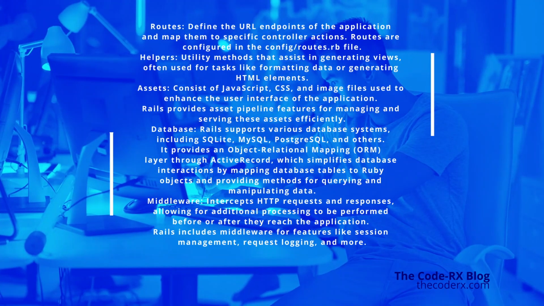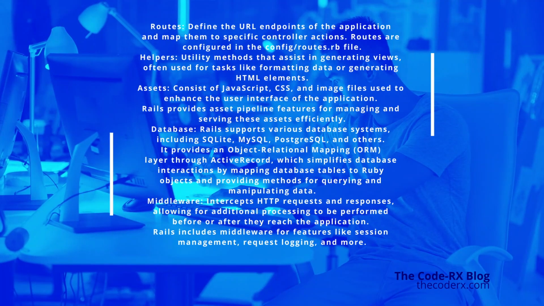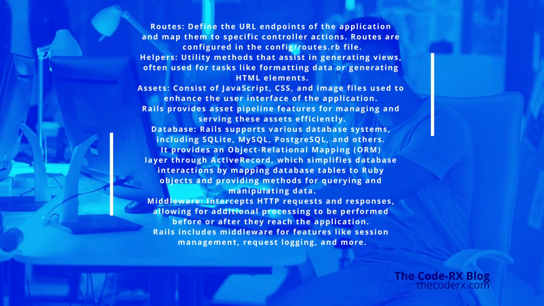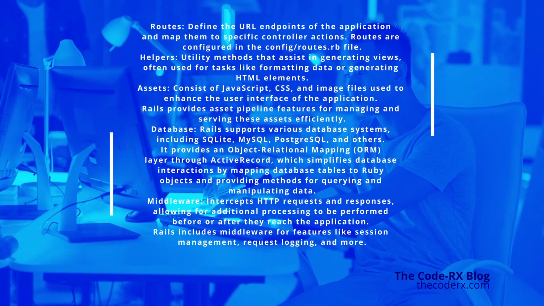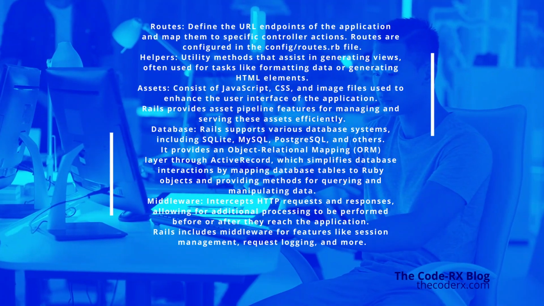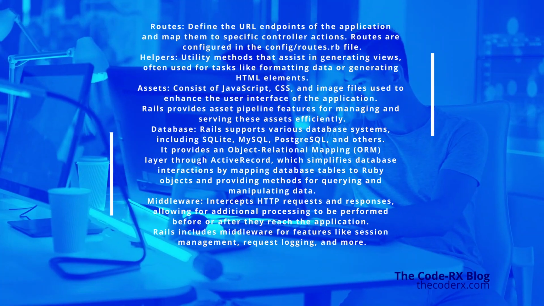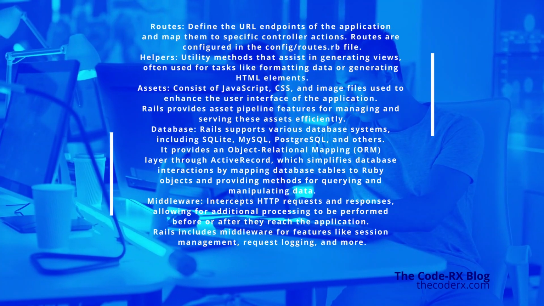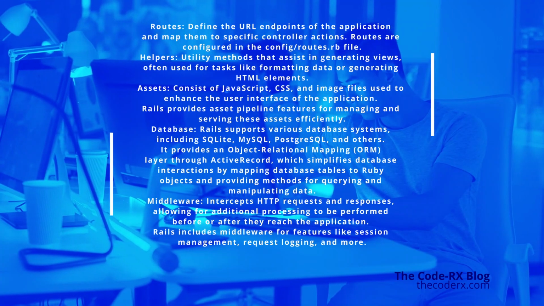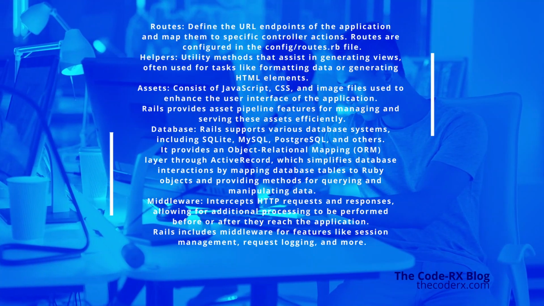Another component would be assets. The assets consist of JavaScript, CSS, and image files used to enhance the user interface of the application. Rails provides asset pipeline features for managing and serving these assets efficiently.